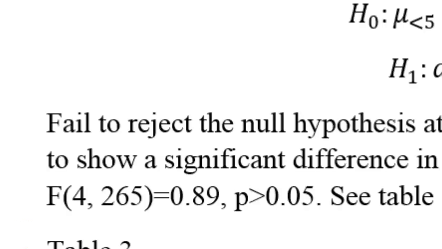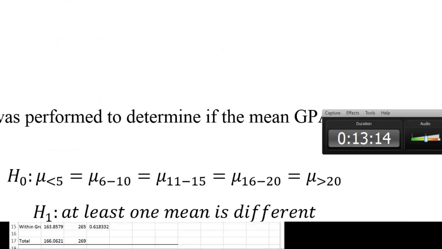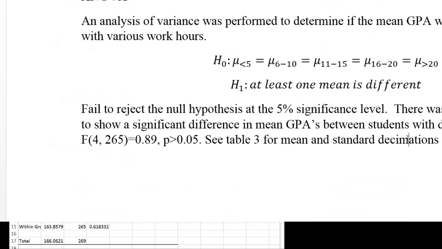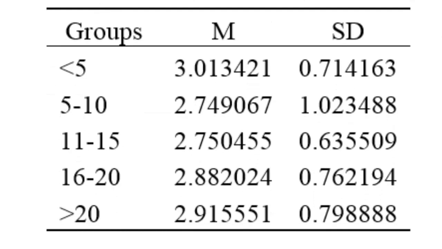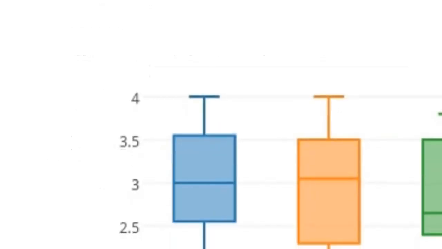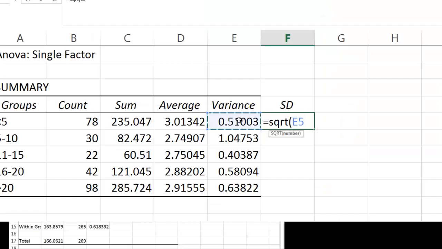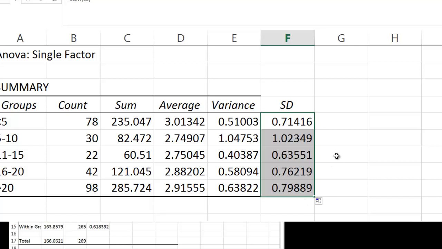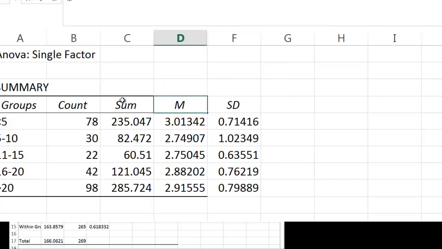Let's see. And then I want the F value, the degrees of freedom. Okay, so now I have the numbers. Let's see. I am going to hide this one. I'm going to call this one mean, this one standard deviation, group. I'm going to hide these and do the same format for standard deviation. The only other thing here is it's not in Times New Roman.